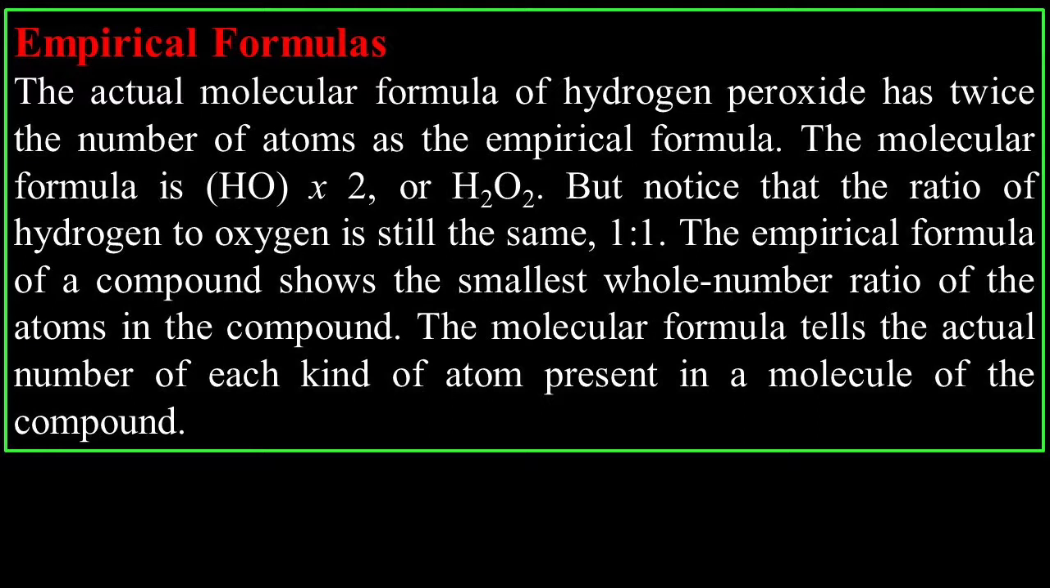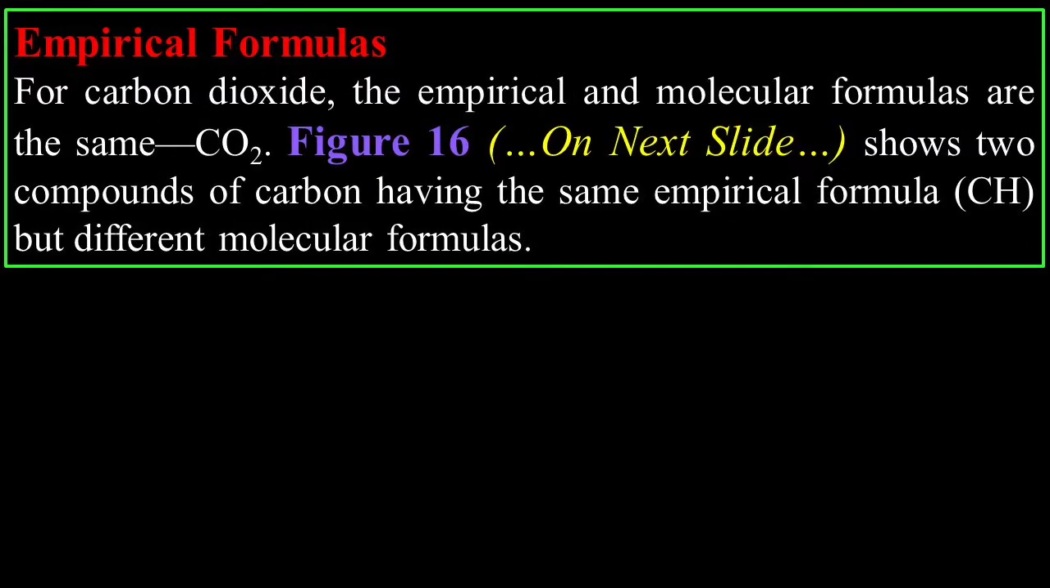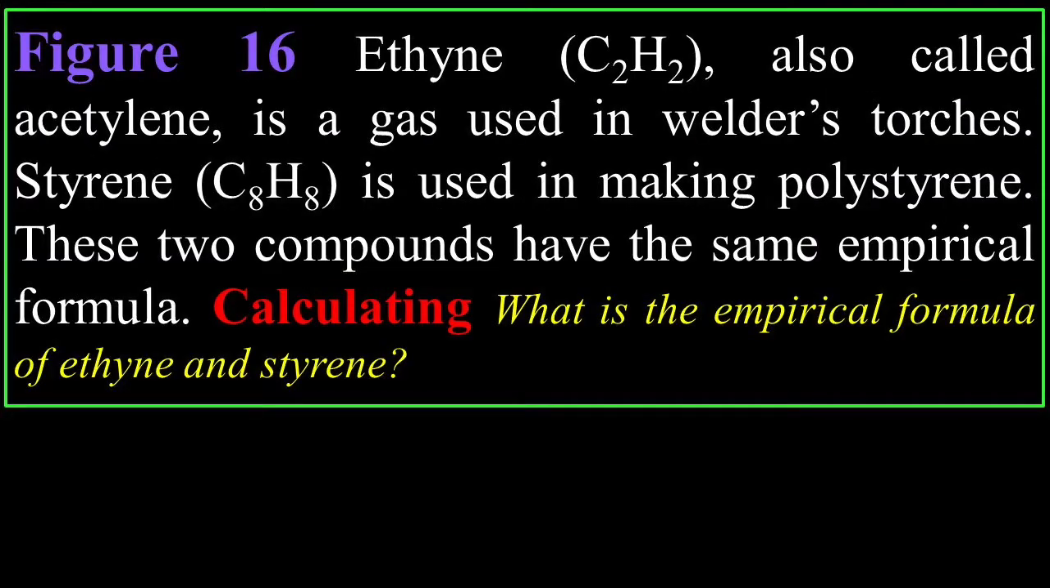For instance, CH is the empirical formula, but benzene might be the substance, and that has a much larger molecular formula, as opposed to the empirical formula weight. For carbon dioxide, the empirical and molecular formulas are the same, and water too, H2O. In the case of carbon dioxide, it's CO2. Figure 16 on the next slide shows two compounds of carbon having the same empirical formula, CH, but different molecular formulas. Ethylene, also called acetylene, is C2H2, a gas used in welders' torches.